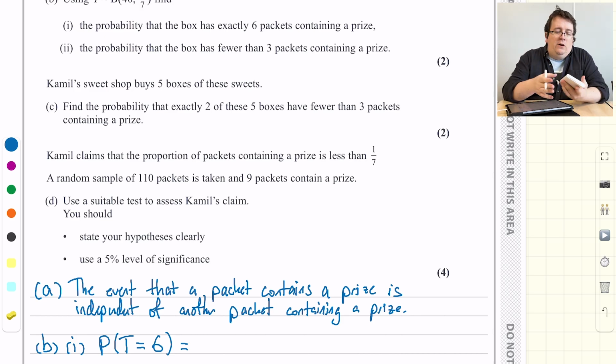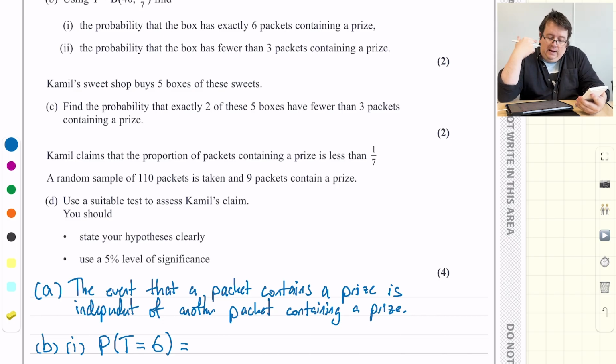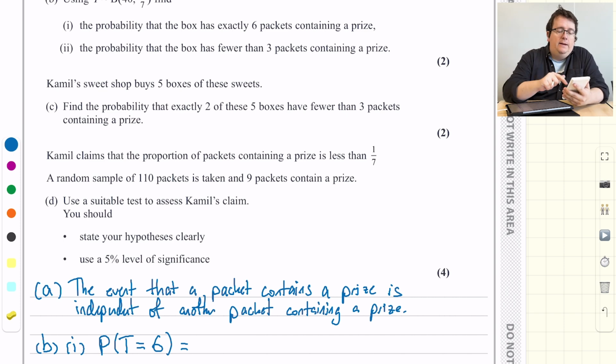Okay, so different calculators do this in different ways, but you're going to want to go to your distributions and binomial distribution. Now, if you're on a ClassWiz, then you need to go to binomial PD, because that's going to find you a particular value. I'm on the NumWorks here.